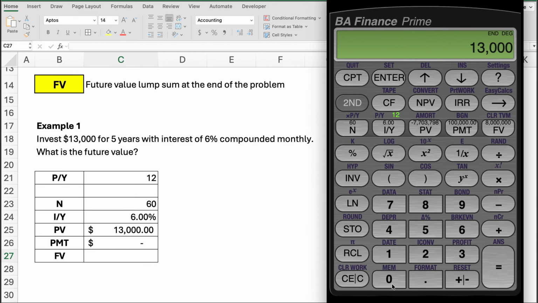Now let's do a word about plus and minus. Generally a lot of times we would do present value. I'm paying 13,000 to receive, so a lot of times this would be a negative number, but I'm going to put it in as positive present value, and then 0 is payment. Now let me tell you a secret about present value and future value. They're going to be opposite signs.